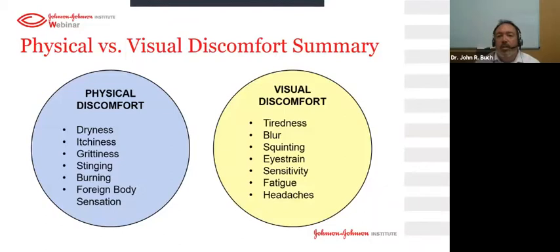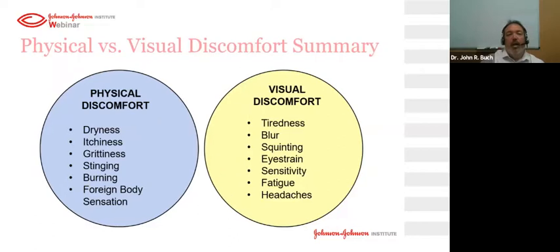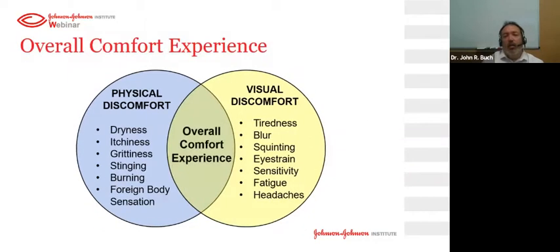Visual discomfort symptoms are really responses to visual stimuli. We can feel tired, or we can feel sensitive to light. We can get headaches. And these symptoms can be addressed with lens designs made accurately and through filtration of the most bothersome wavelengths of light. All right, and taken together, our overall comfort experience can certainly help turn our 6/6 unsatisfied patients into satisfied patients.